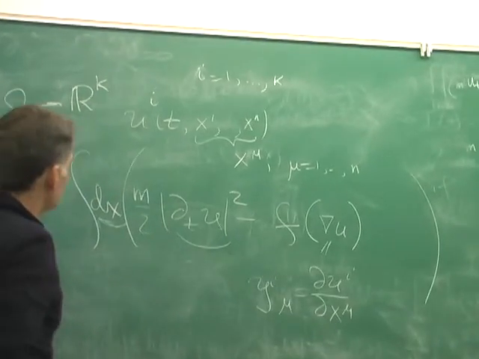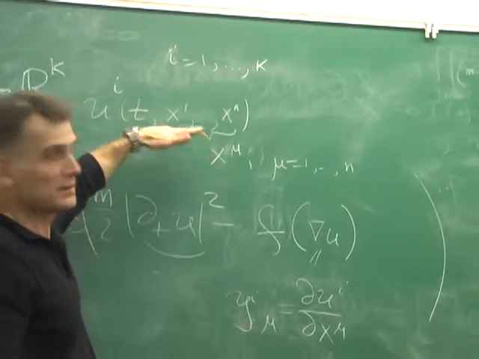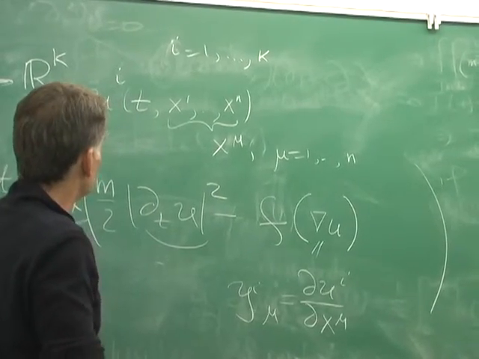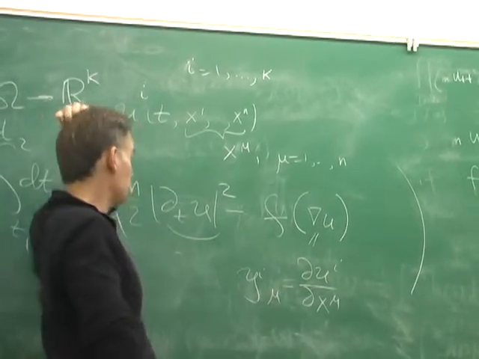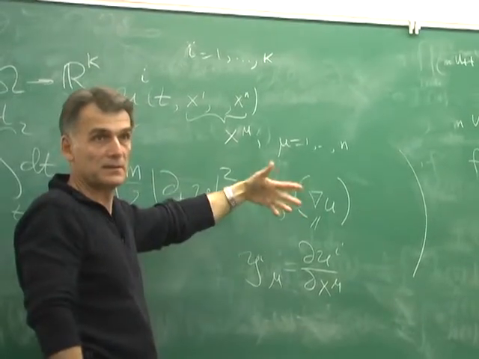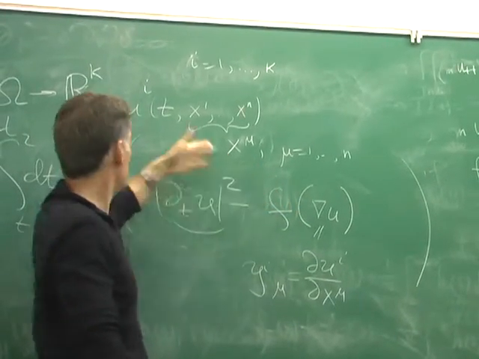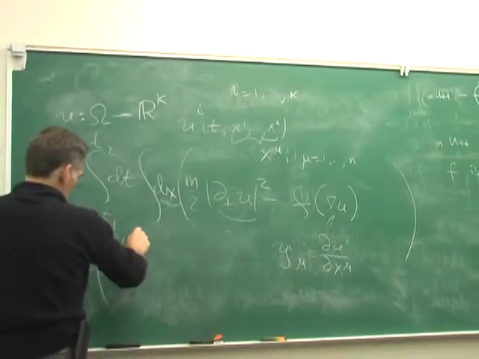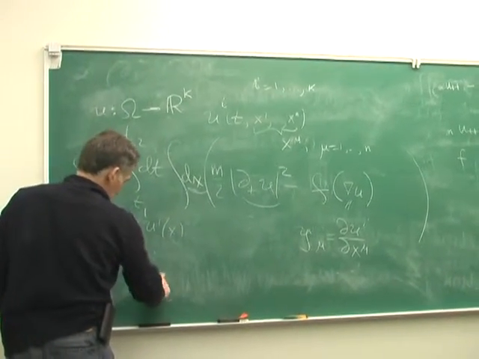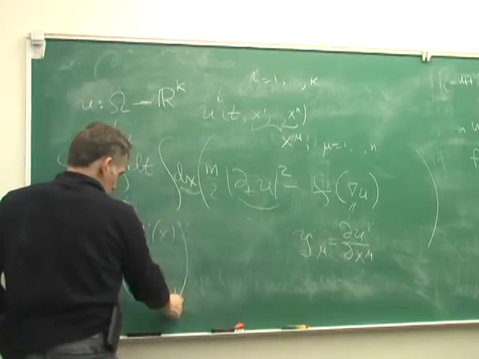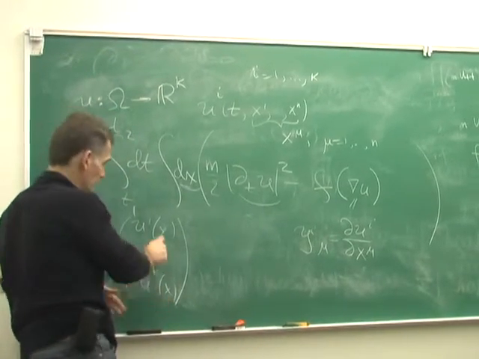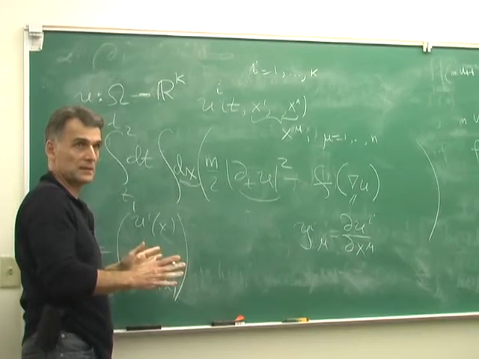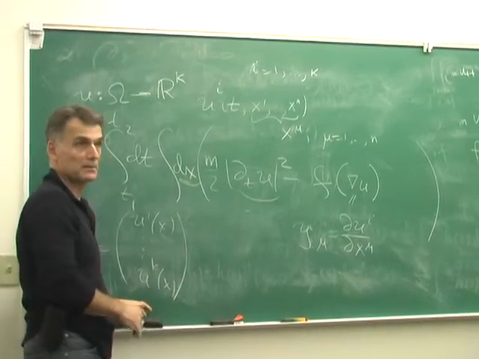Sometimes these are called fields. This is basically a vector-valued field in n-dimensional space. You can represent that u as u1 of x through uk of x. So it is a vector where x is an n-dimensional coordinate. Okay, is that clear? And of course, everything depends on t.